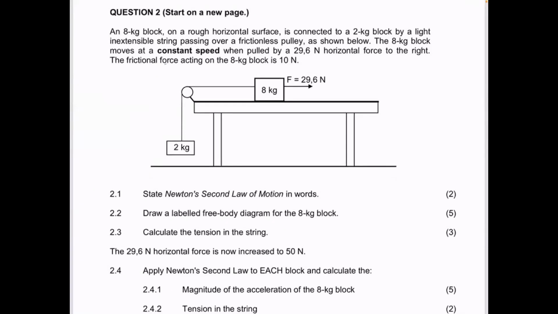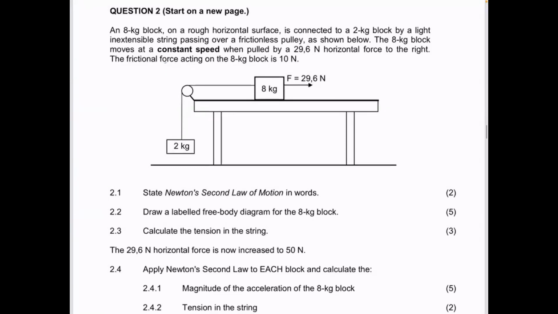Okay, so an 8 kg block on a rough horizontal surface is connected to a 2 kg block by a light inextensible string passing over a frictionless pulley as shown below. The 8 kg block moves at a constant speed. So they're telling us it's not accelerating. When pulled by a 29.6 Newton horizontal force to the right, the frictional force acting on the 8 kg block is 10 Newtons. So this is the diagram for us.